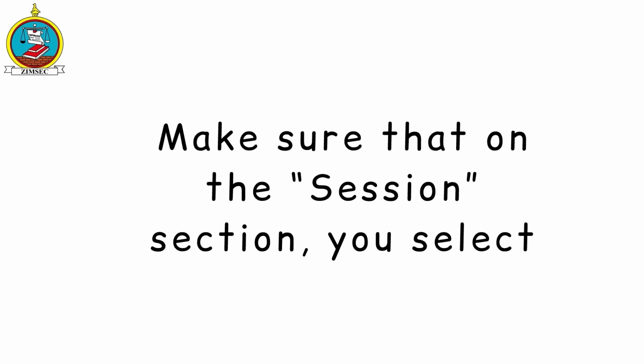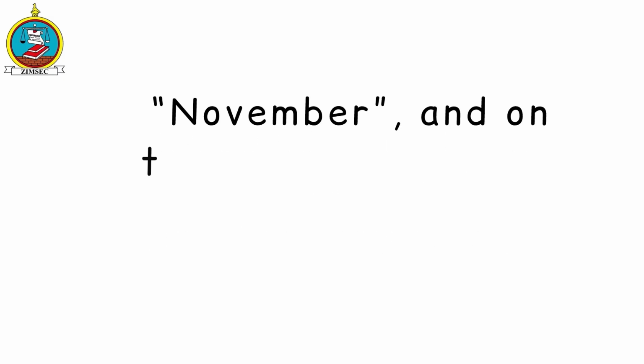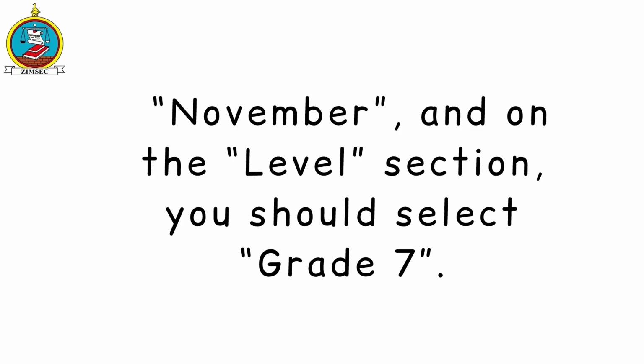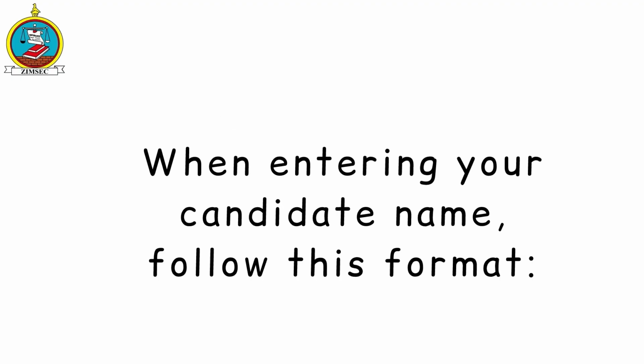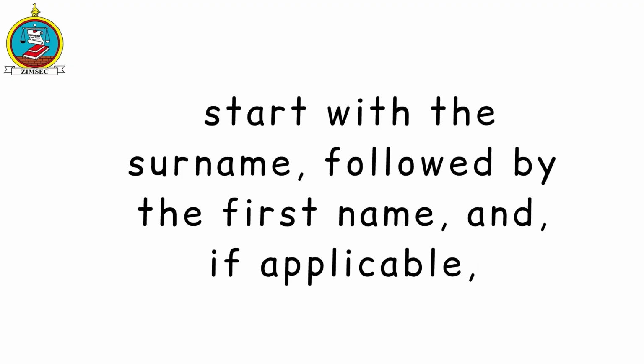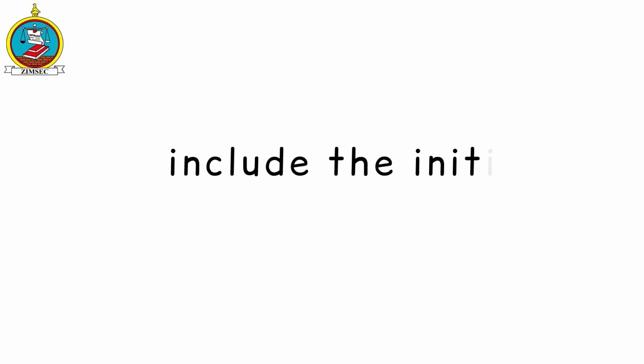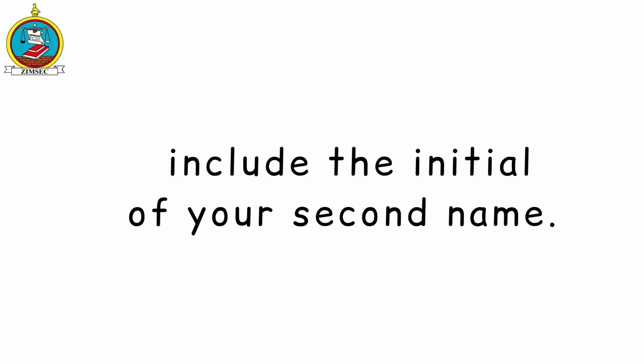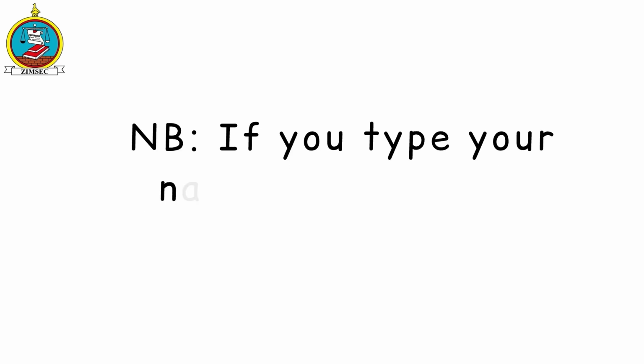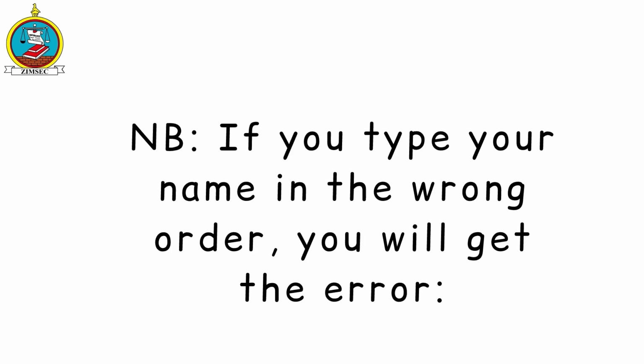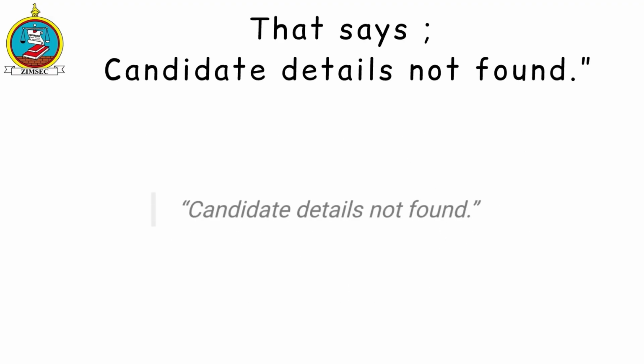Make sure that on the session section you select November, and on the level section you should select grade 7. When entering your candidate name, follow this format. Start with the surname followed by the first name and the applicable name. Include the initial of your second name. Please note, if you type your name in the wrong order, you will get an error message that says candidate details not found. So make sure everything is correct.